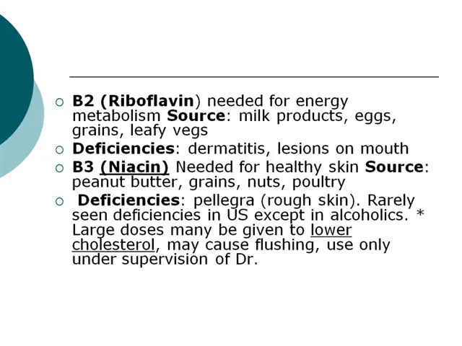B2 or riboflavin is needed for energy metabolism as well. And if you're deficient in B2, you may have dermatitis or even lesions on your mouth. B3 is niacin, and that's needed for healthy skin. And you can get niacin from things like peanut butter, grains, nuts, and poultry. With deficiencies of niacin, you will see pellagra or rough skin. And usually here in the U.S., we're not deficient in niacin except for your alcoholics that I mentioned just a second ago.